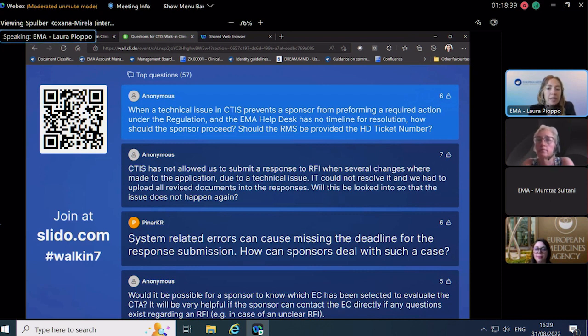I would like to emphasize that we are really following the critical issues raised via the service desk with high priority. We have regular meetings to keep each other informed, and if there are technical issues that would prevent the sponsors or in some cases the member states to perform their action, in few cases the EMA has intervened and applied ad hoc fixes, let's say.